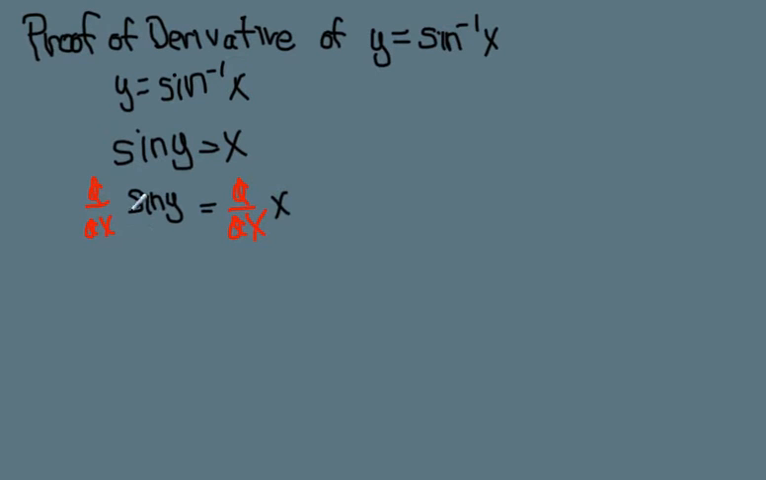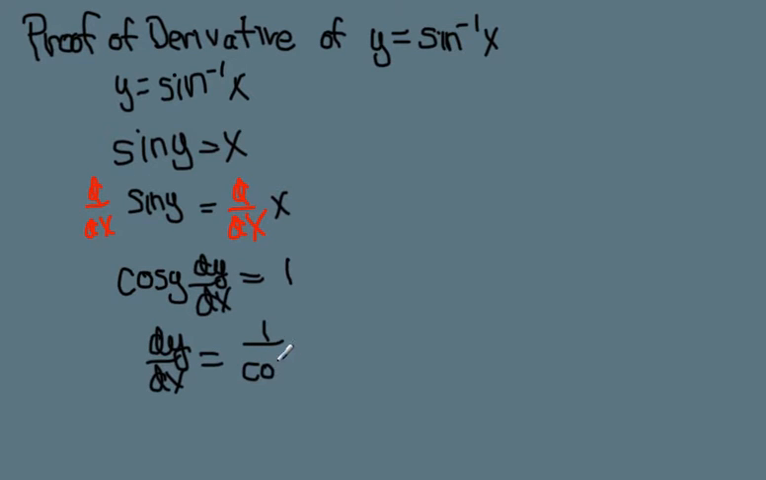Well, the derivative of the sine of y is cosine y, but we differentiated with respect to x, so we need dy/dx. And we know that the derivative of x is 1. So then I'm going to be able to say that dy/dx is equal to 1 over the cosine of y. Okay, so we can't stop there. We're going to do a little bit more work.